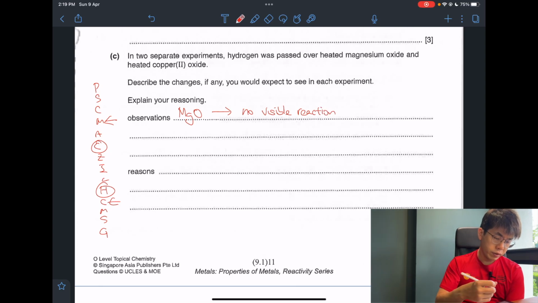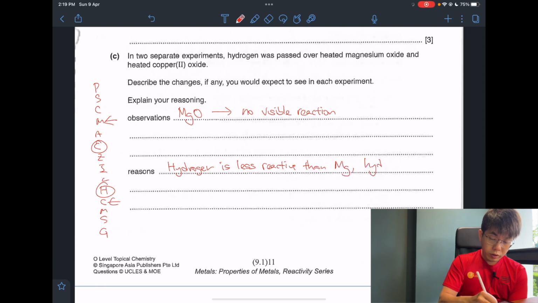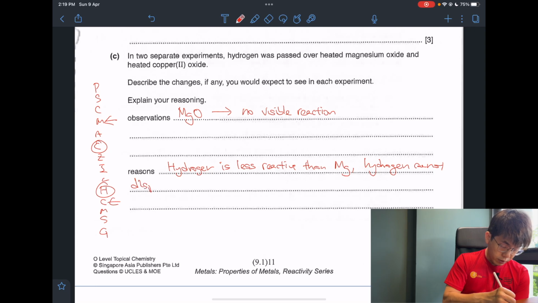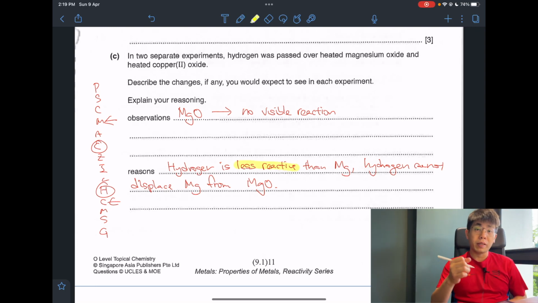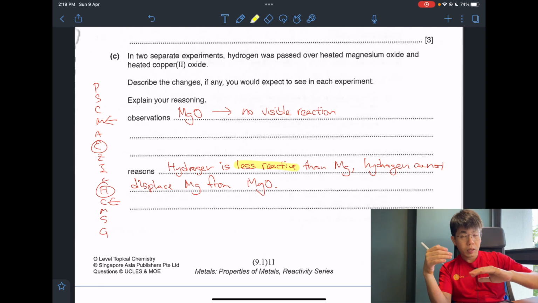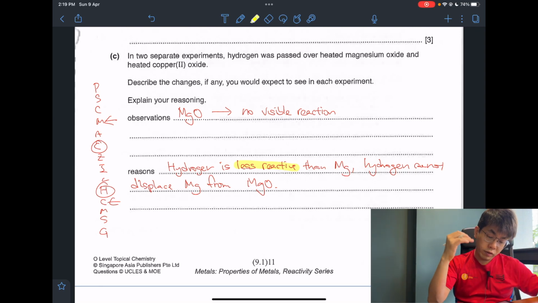Why is there no visible reaction? Because hydrogen is less reactive than magnesium. Hydrogen cannot displace magnesium from magnesium oxide. The format is very important. You must tell me less reactive. It's better to say less reactive than, and below is not very good. You should just say less reactive. So hydrogen is less reactive than magnesium.